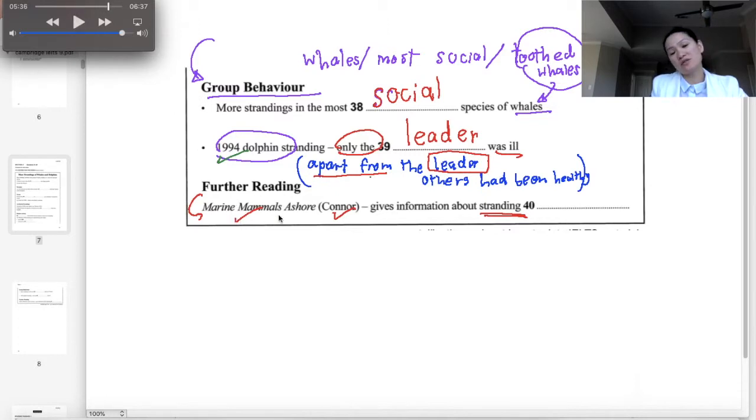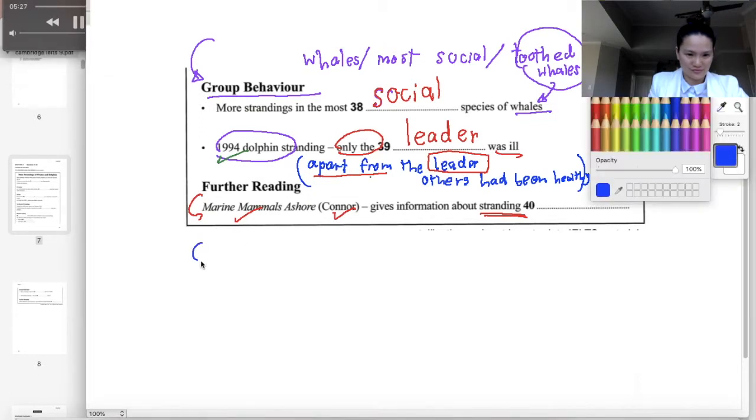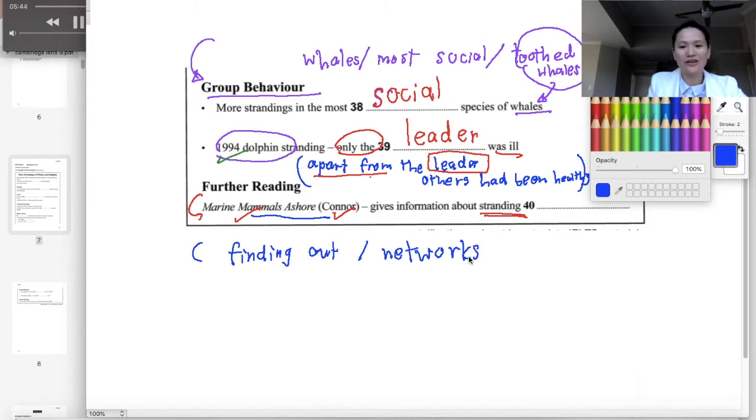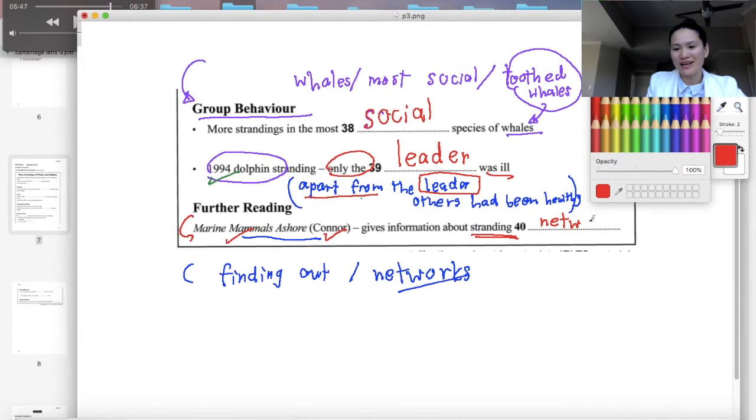Okay. Marine mammals ashore. And what do they say next? If you're interested in finding out more about these networks or establishing one yourself. Can you hear that? That is the end of section 4. So your answer, the last one, is networks. Okay, the last one is network, N-E-T-W-O-R-K.